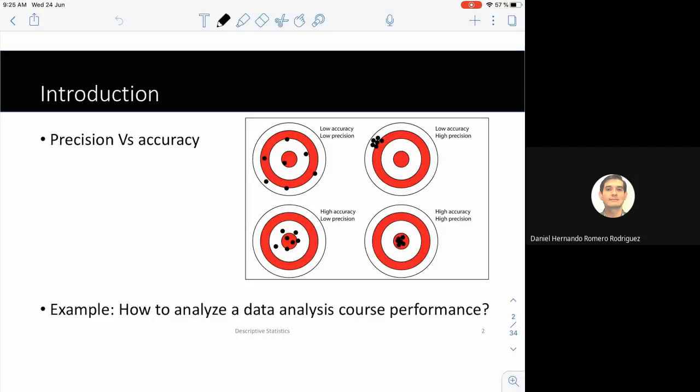All right, so the first key definition that we need to understand here is the difference between precision and accuracy. So what is the meaning of accuracy? Accuracy means being close to the target. In this example, we have the red dot and we want to hit the red dot. Accuracy means that on average, we are able to hit the target. Here we have plots 1, 2, 3, and 4. Plots 2 and 4 are the only two where we're hitting the target, so most of the observations are close to the red dot. So that's accuracy, to hit the target.